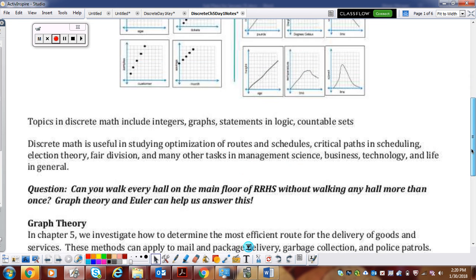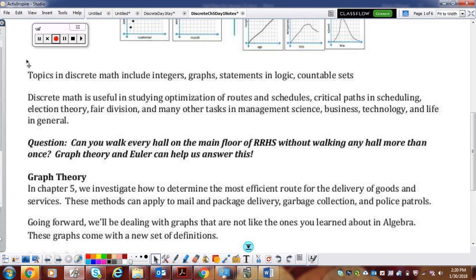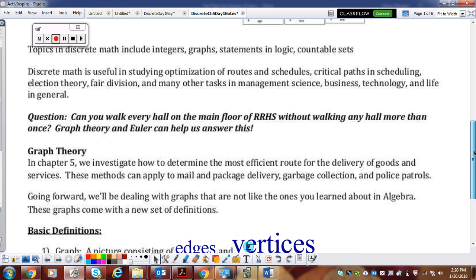Now, there are some topics that we talk about in discrete math, such as routes and schedules, the best way to schedule different things happening, elections, fair division, and also many things that you do in management science, business, technology, and life in general. Now, what do you guys think?